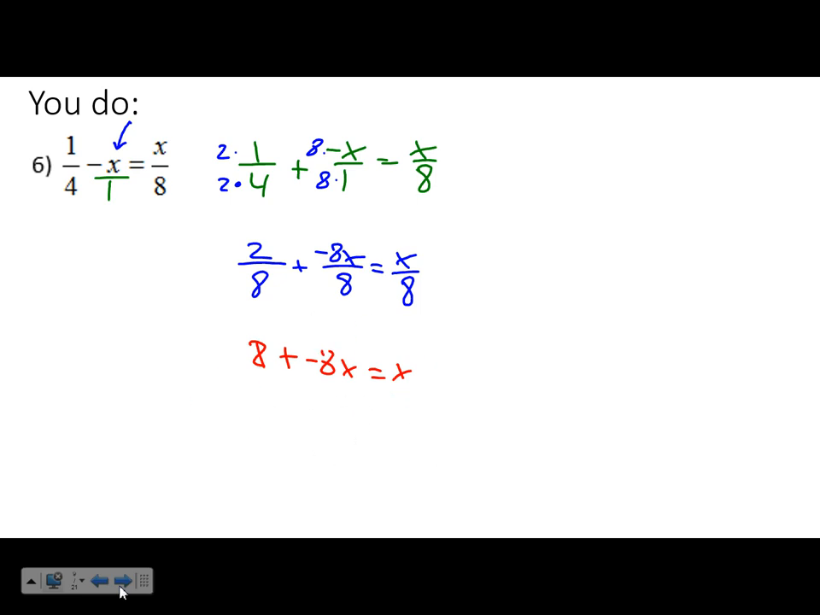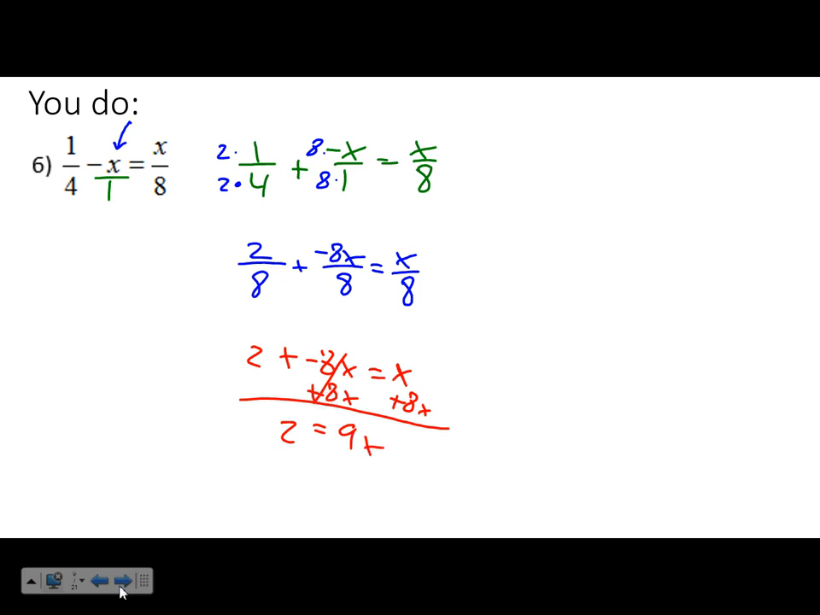I didn't realize this was an x over here. So we're going to combine our x's first. So we're going to add 8x to both sides. So we have 2 is equal to 9x.